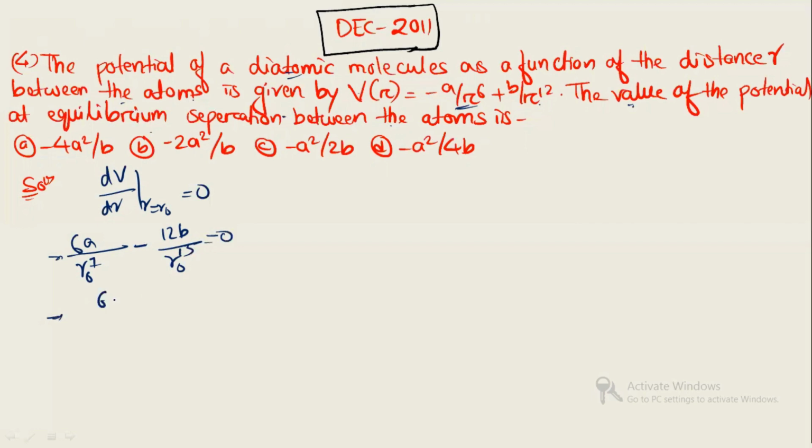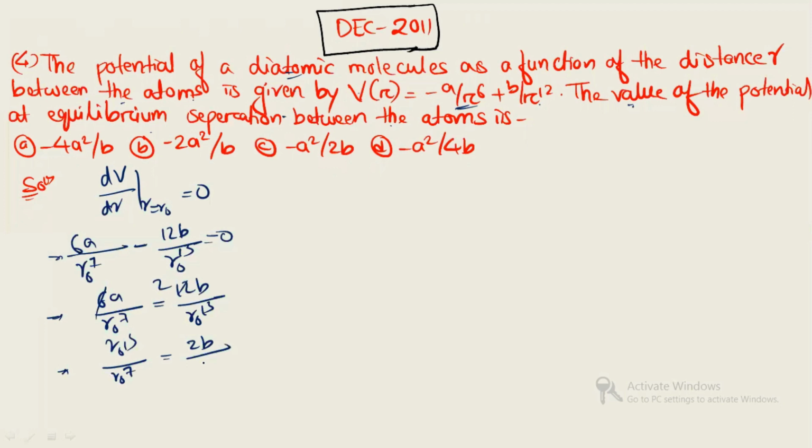So just you can write 6a by r naught to the power 7 equals 12b by r naught to the power 13. 6 twos are 12, right? So r naught to the power 13 by r naught to the power 7 will give you 2b by a. So you will get r naught to the power 6 equals 2b by a. Now directly this value we put in the potential, and you will get the value of the potential at equilibrium separation between the atoms.